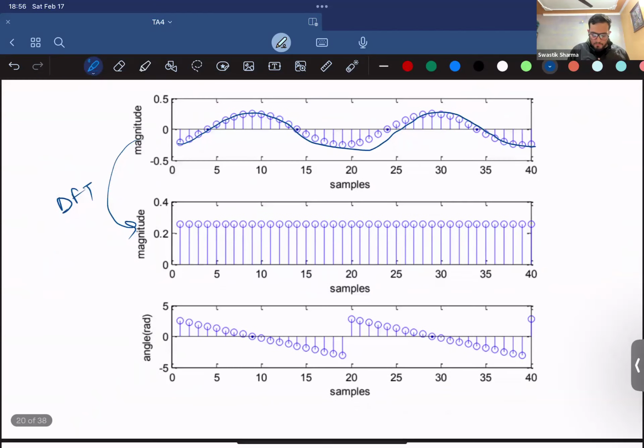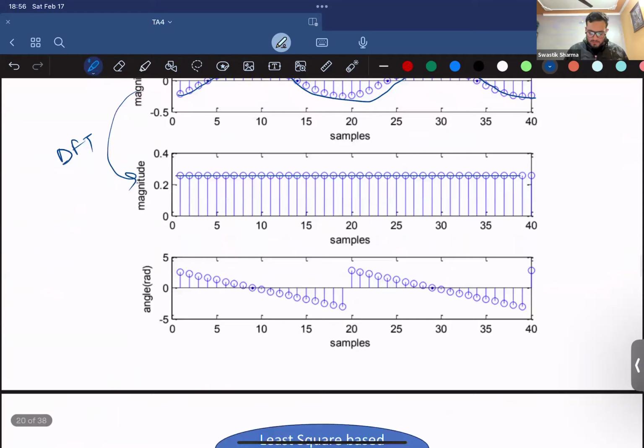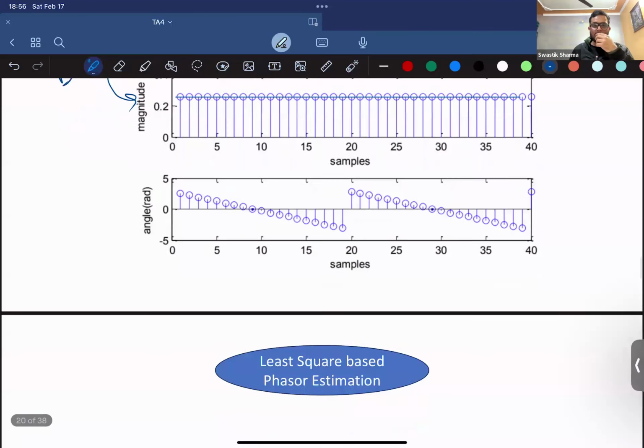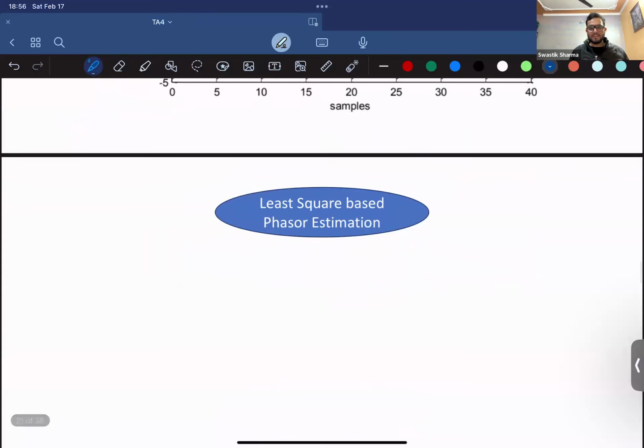And you will see that the magnitude will remain constant if and only if the fundamental component of the voltage is not varying by much. And the phase angle, because it's rotating, will change depending on how the signal is behaving, right? And this is not the only way. You can also use another phasor estimation technique, which is called least squares based estimation.